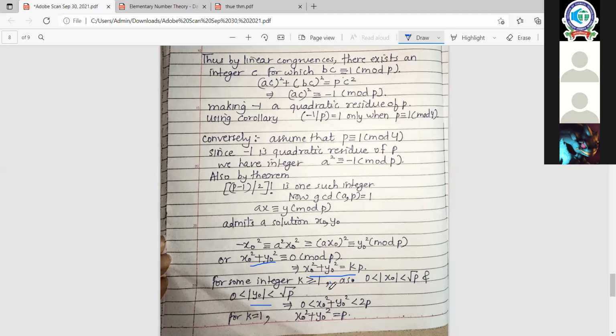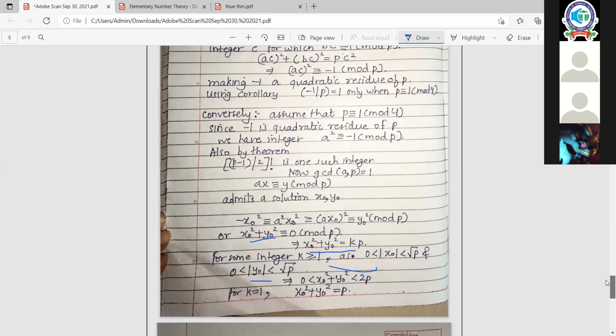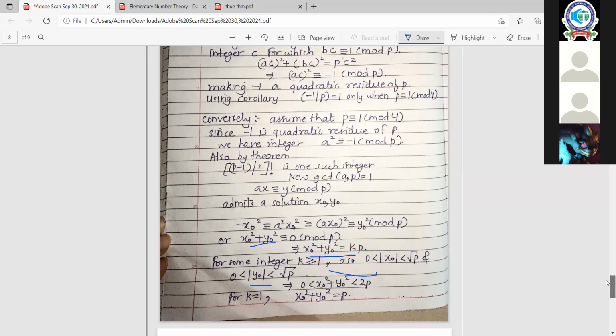From here, we can see that 0 is less than x0 square plus y0 square, which is less than 2p. So when the value of k is 1, we get that x0 square plus y0 square is equal to p. So our theorem is proved: we can write p as the sum of two squares, that is x0 square plus y0 square.